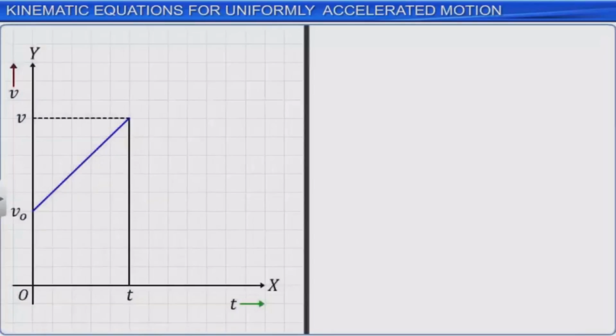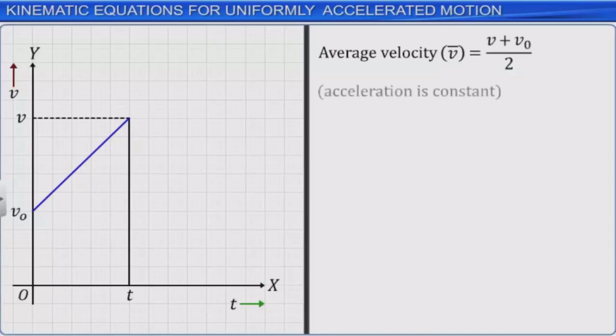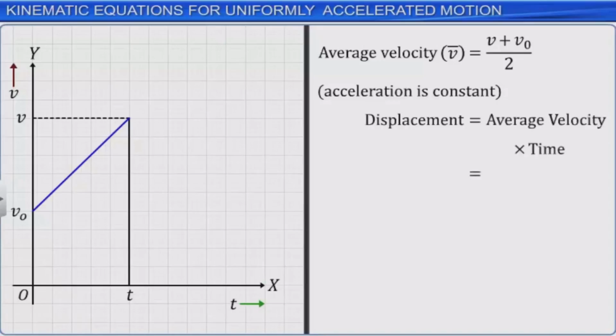The third equation is the relation between initial velocity v0, final velocity v, acceleration a, and displacement x. The average velocity of a body v dash is half the sum of v and v0, where acceleration is constant. We know that displacement is the product of average velocity and time, that is, the product of v dash and t.